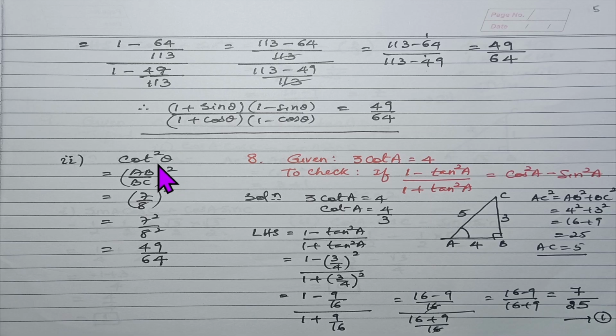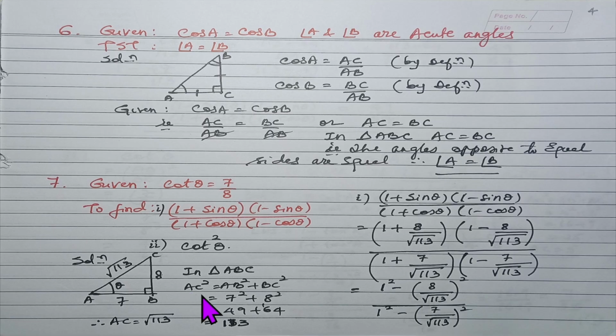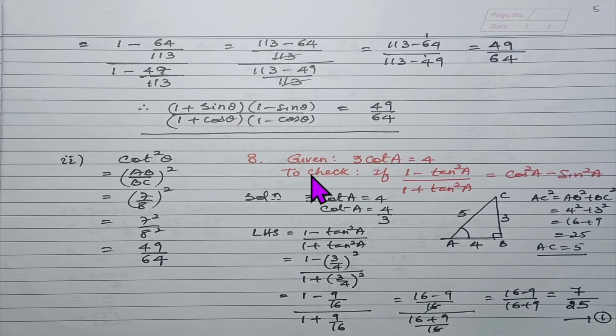Now the second part of it is we have to find out cot square theta. To find cot square theta, we have to know what is cot theta. Let us see what is cot theta there. So cot theta will be 7 by 8, so AB by BC, that is cot theta 7 by 8. So 7 by 8 whole raised to square, so 7 square by 8 square, that is 49 by 64. So that is the answer for the second part of the same example.